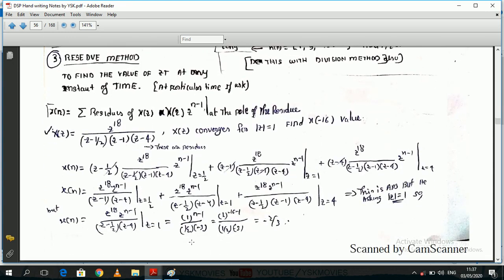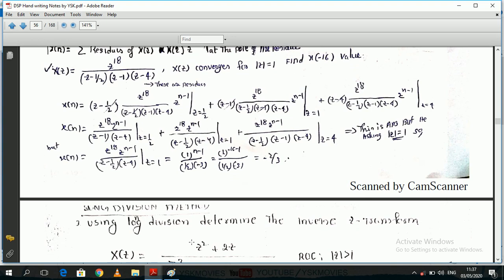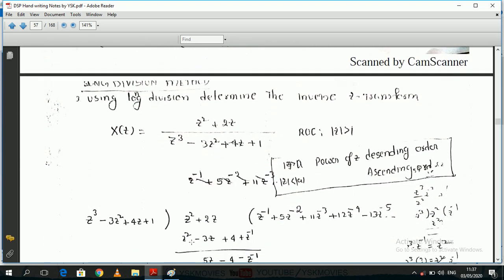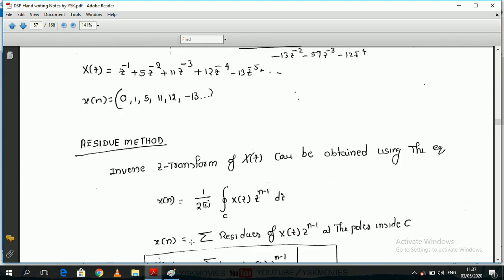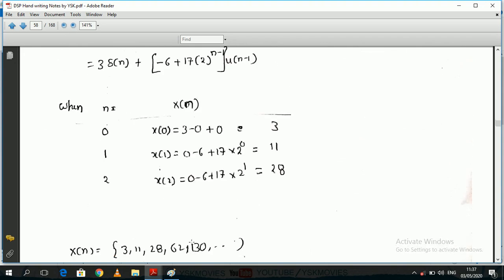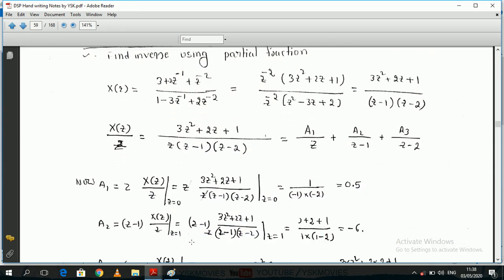So, residue method. In this book there are actually two notebooks: digital signal processing handwritten notes and signals and systems notes. But both are the same. So everything is okay. Partial fraction methods: do any one of the problems, just practice it.